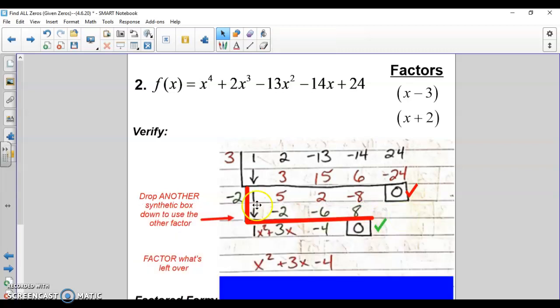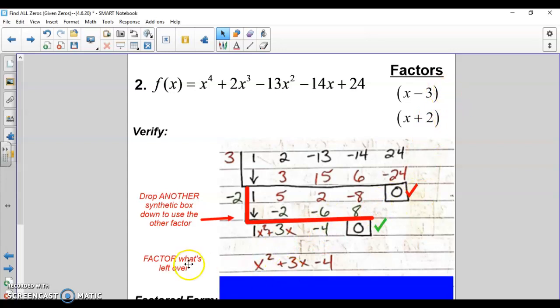Now, here's the thing when I give you 2 factors to verify. You drop down another synthetic box, just as I have here, using the numbers that resulted. I didn't throw the variables back in yet. I'm going to use these new numbers. I'm going to put a -2 outside from right here, do my usual setup, do my usual synthetic division. I should end up with an x squared plus 3x minus 4, regardless of which factor I send through first.